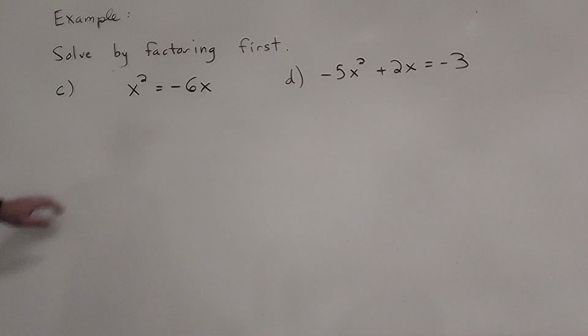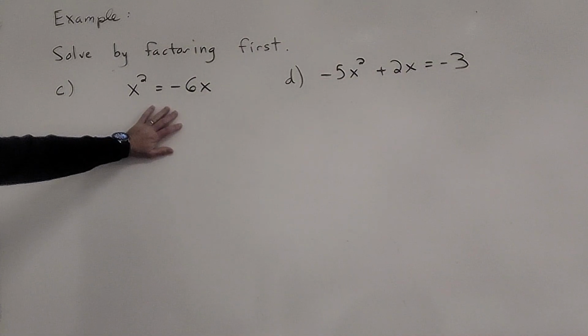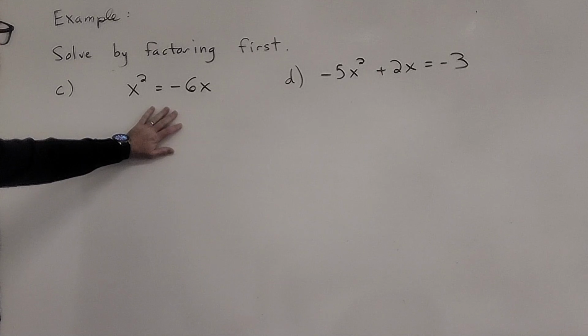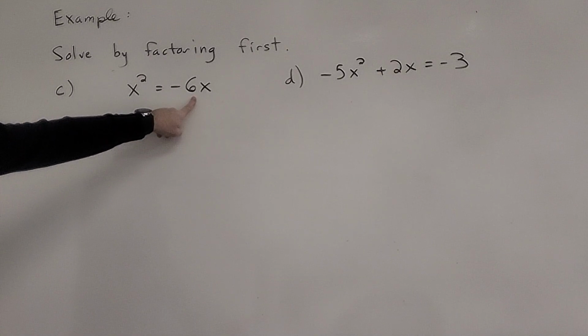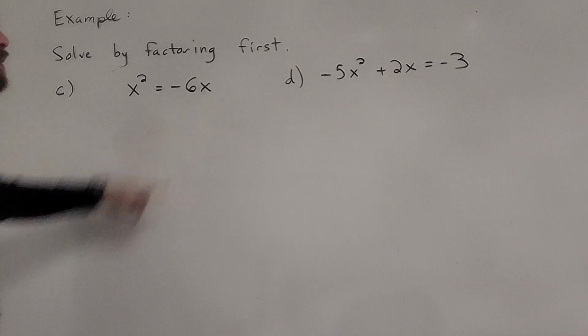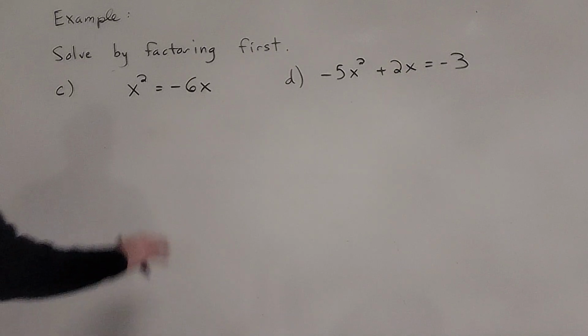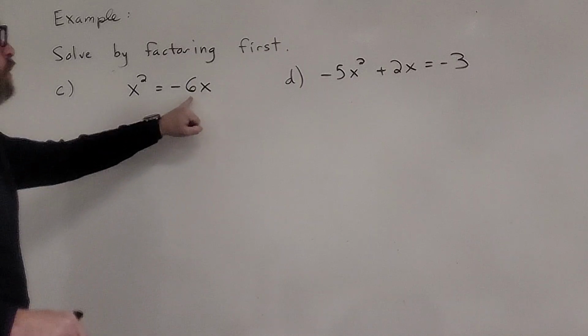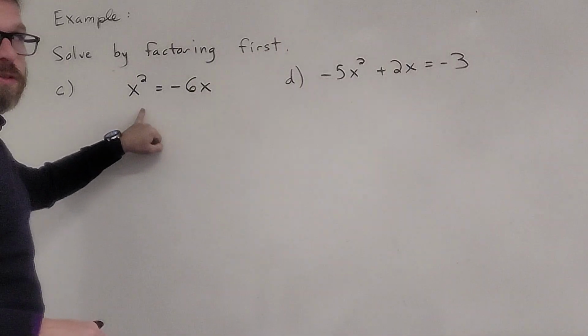All right, so in order to solve these two, we have to take advantage of that zero product property. So this being equal to a negative 6x isn't helpful to us. So what I want to do is, I need this to be equal to 0. So one way to do this is we're going to add 6x to both sides.